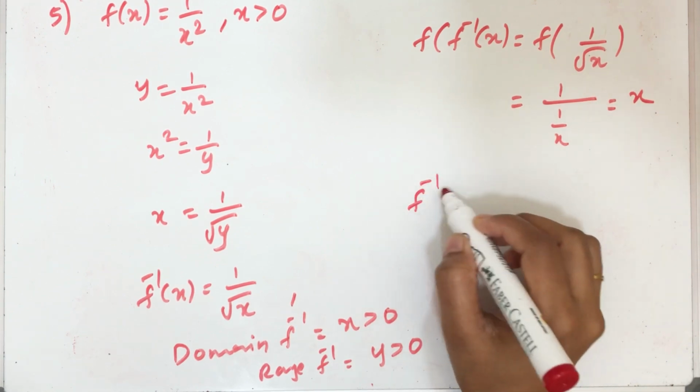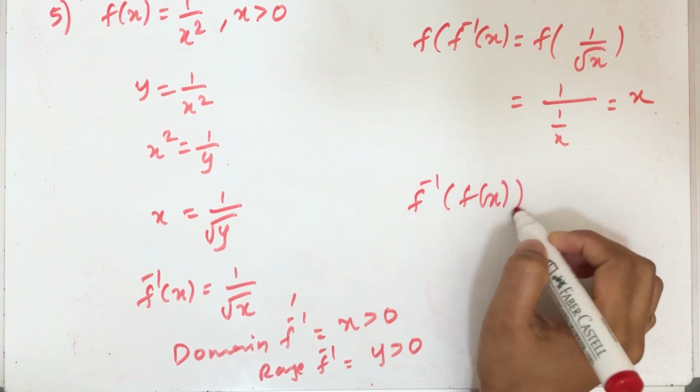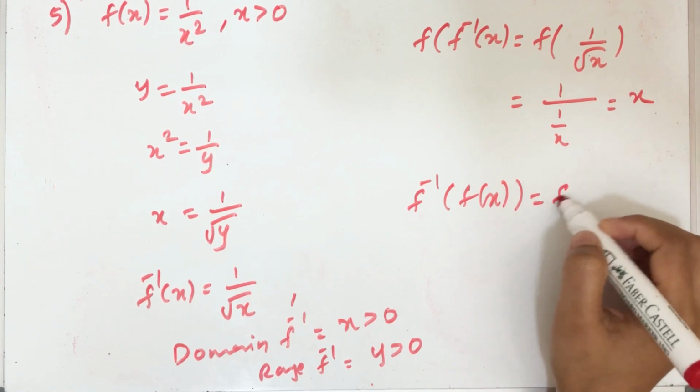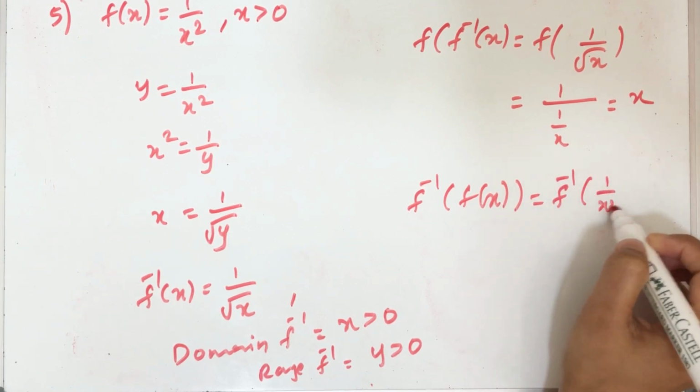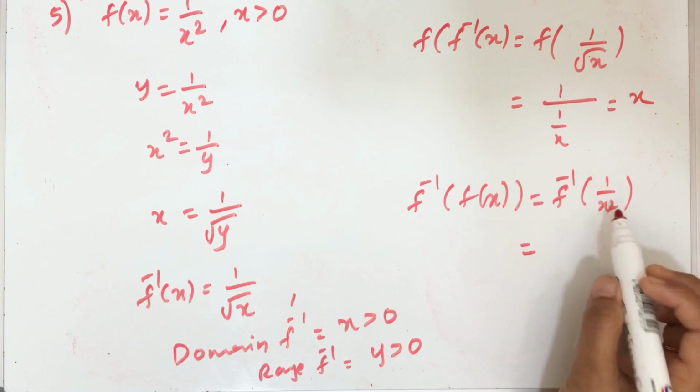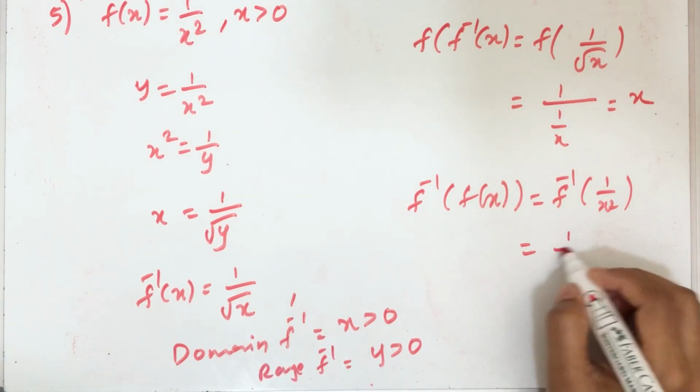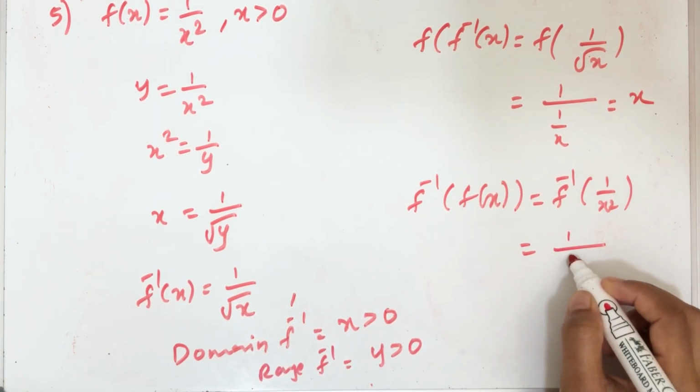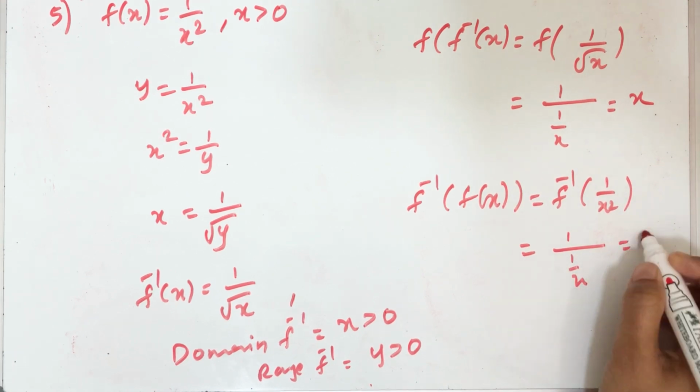And f inverse of f of x is equal to f inverse of 1 by x square. This is equal to, f inverse of x is 1 by root x. So 1 by root of 1 by x square, that is 1 by 1 by x, which is equal to x.